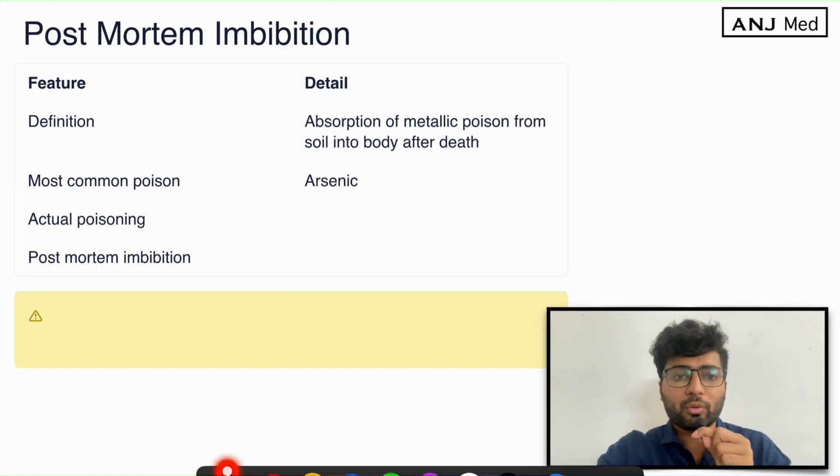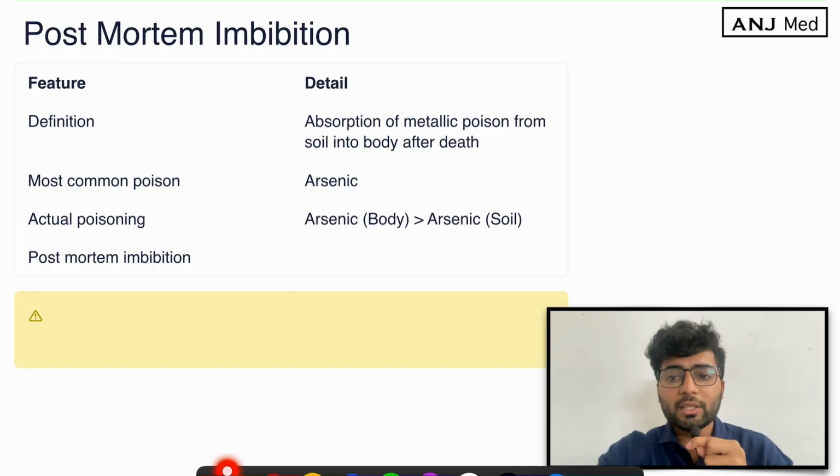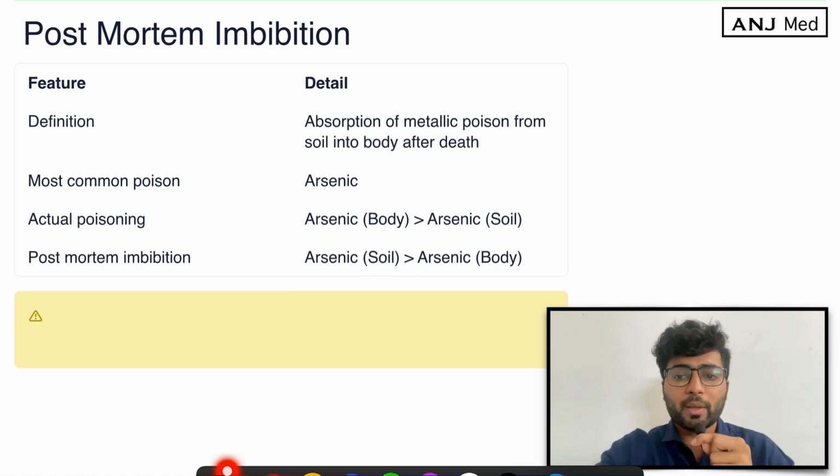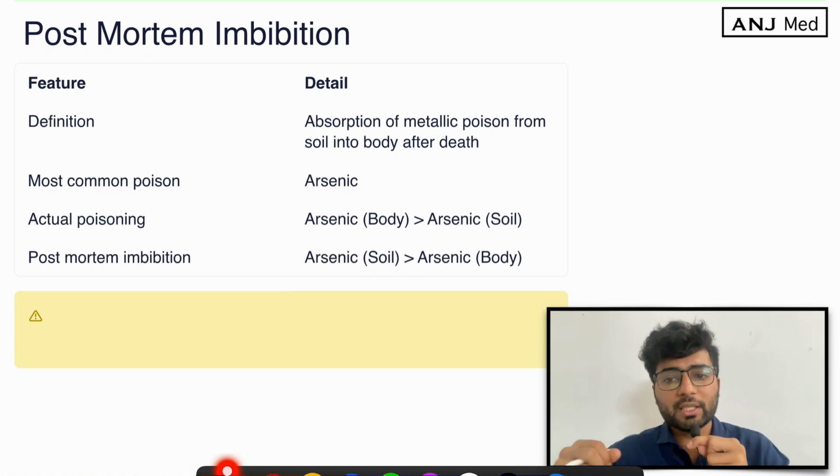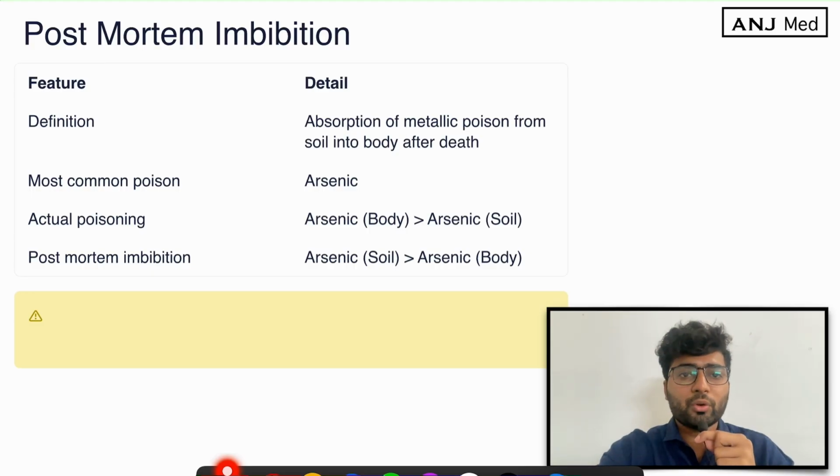And which is the most common poison? It is arsenic. So if there is poison inside the bones, how will we say whether the poison came from the soil or the person was killed by arsenic poisoning? So in actual poisoning, arsenic in the body will be much more than in the soil. But if there is post-mortem imbibition, then there will be more poison in the soil than in the body. So this way we differentiate post-mortem imbibition.